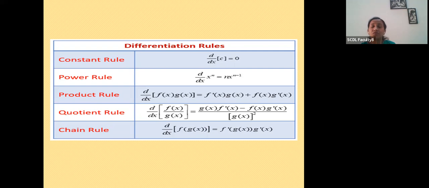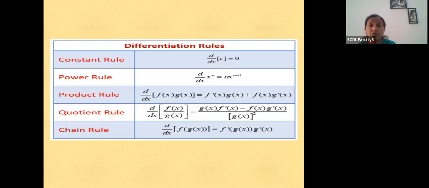Now in derivatives, there are many rules which we have to keep in our mind. Without these rules, we cannot solve further examples. So keep in mind, there are many rules which you have to learn by heart. The 5 common rules which we use in derivatives are the constant rule, power rule, product rule, quotient rule, and chain rule.